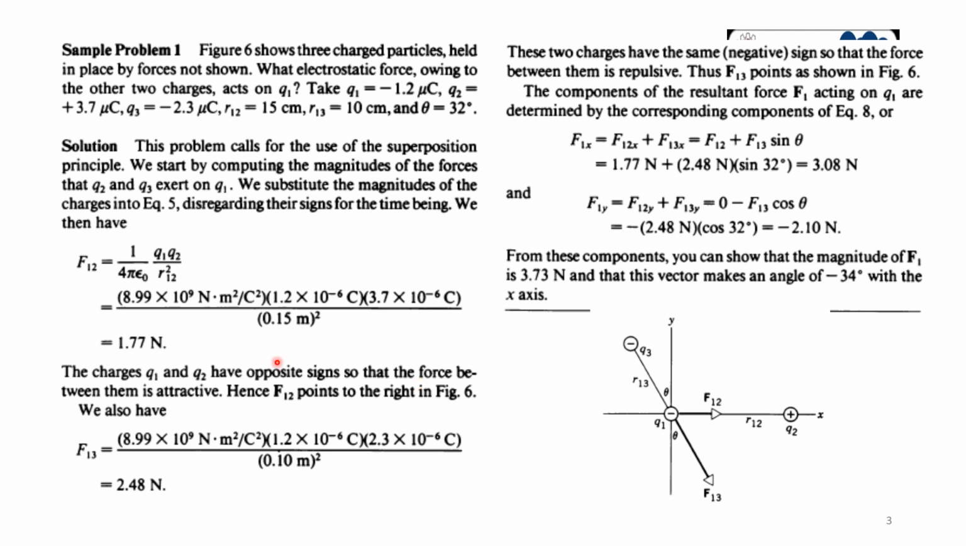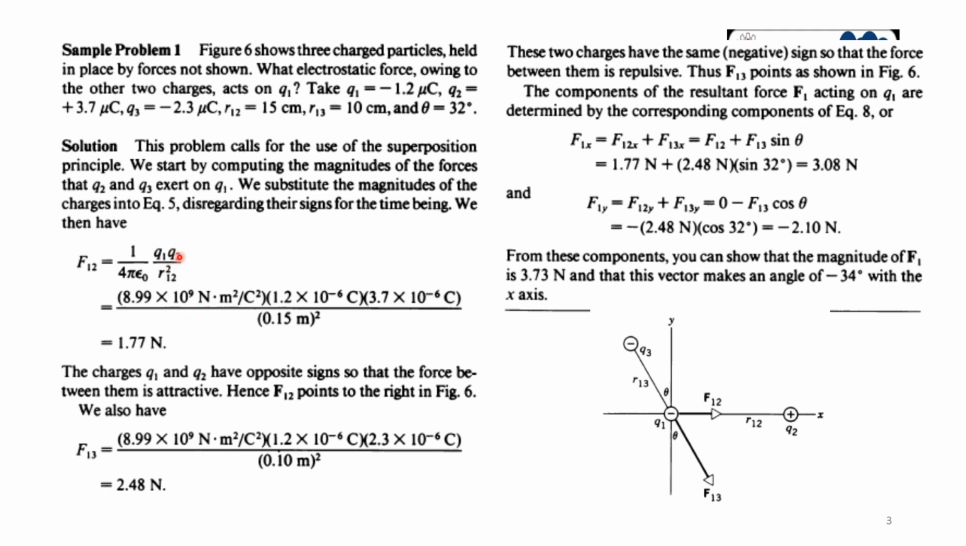We will only solve the magnitude first. So F13 will be equal to K Q1, not Q2. We will use K, Q1 and Q3, not Q2, because we are using Q1 and Q3.